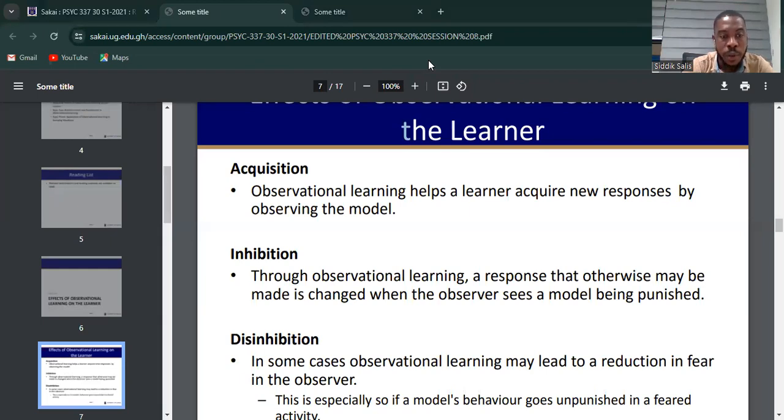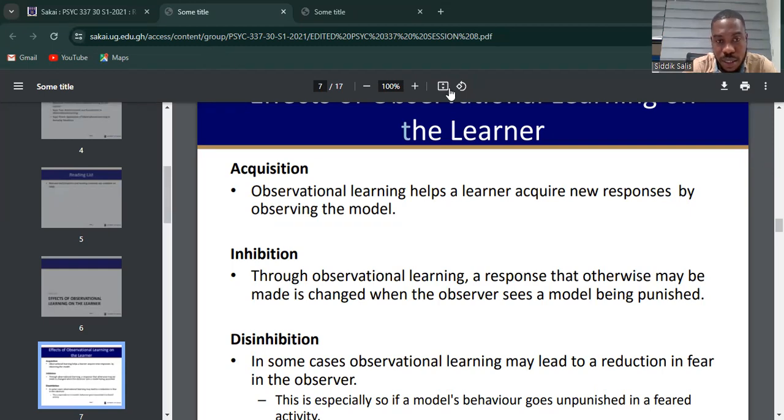Welcome, Anissa. Okay, so inhibition. Inhibition is when you've acquired a behavior, a response, and then something will happen and you will hide that behavior. Let's say you are speeding on the road.